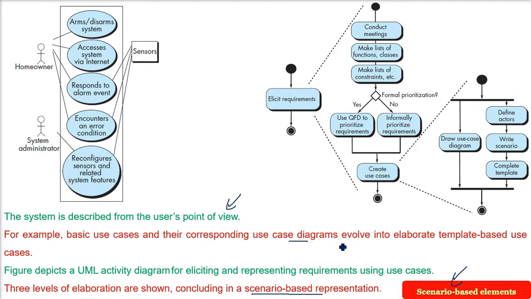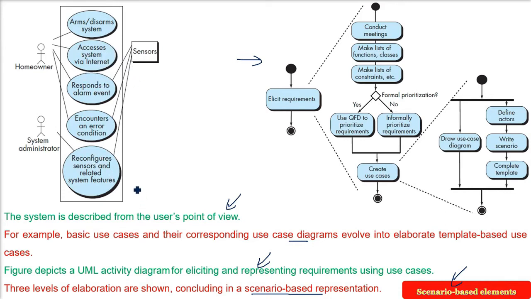This will evolve because we can use template-based use cases. For example, you have the UML activity diagram for eliciting and representing the requirements using the use case. So the use case is one thing, then making an activity diagram, and we'll talk about the state diagram also. This will increase the requirement level. This is the simple use case: how the homeowner is interacting, what functions he wants, what the primary actors and secondary actors are.